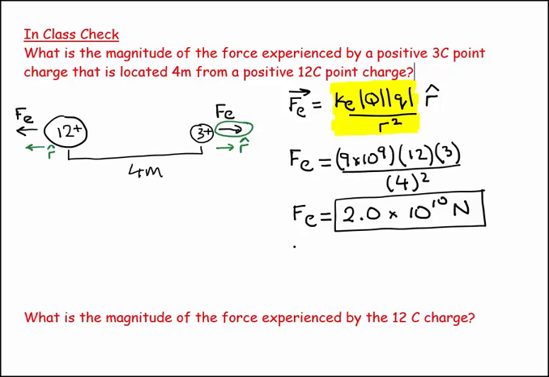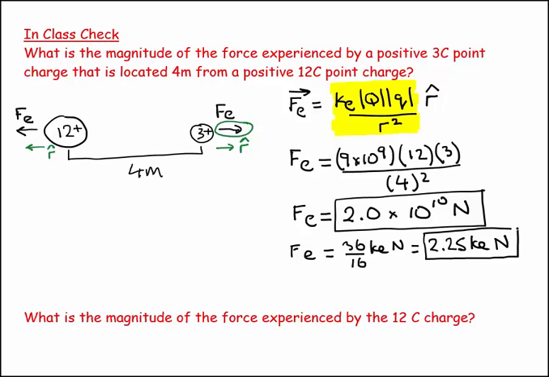Just a little side point here. Sometimes in tests I will say to you, you don't have to work out the constants. What I mean by that is you don't have to multiply 9 times 10 to the 9 into this. So what you'd say is that would be 36 over 16 KE newtons, which would equal 36 divided by 16, which would equal 2.25 KE newtons. It's just a way of making the math a little bit easier. If you're in my class, I'll be very clear about which way I want the answer to be written.